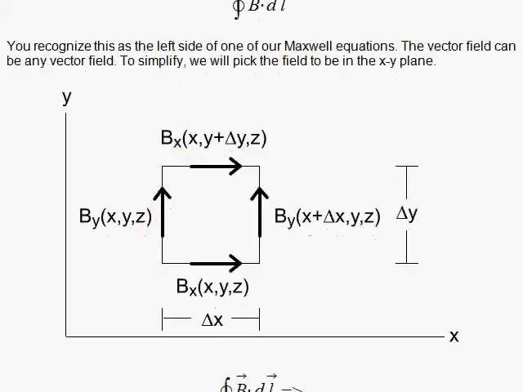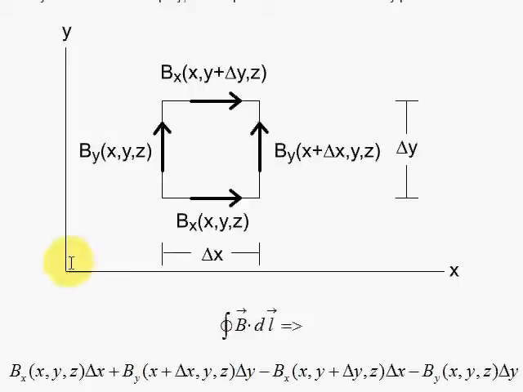So let's go ahead and work this out. For the lower leg we have B_x at x, y, z times delta x. That's 1/4 of the trip. Then here I have B_y at x plus delta x, y, z, times delta y for the trip going with the flow. And here comes my first minus sign: B_x evaluated at x, y plus delta y, z, times delta x, because I'm fighting the flow. And here's my second negative sign: negative B_y at x, y, z, times delta y. And that gets us the closed loop integration.